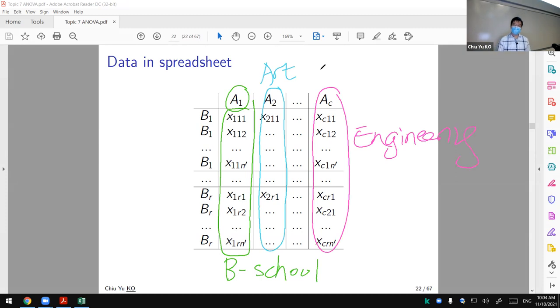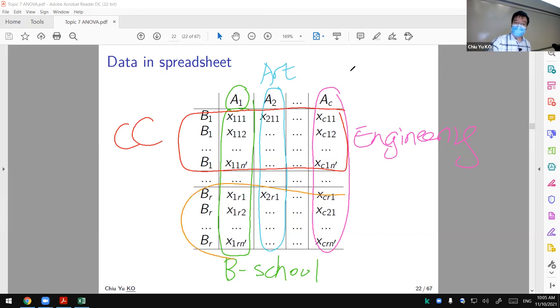Okay, so each column means that they are from one grouping, and there's another type of grouping. Let me use red. All of these are coming from CC, and all of these are coming from NA, New Asia College. So that's why there are two different ways. A student has two types of identity: one is the faculty, one is the college.